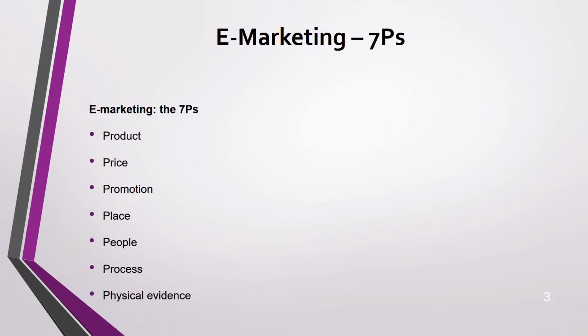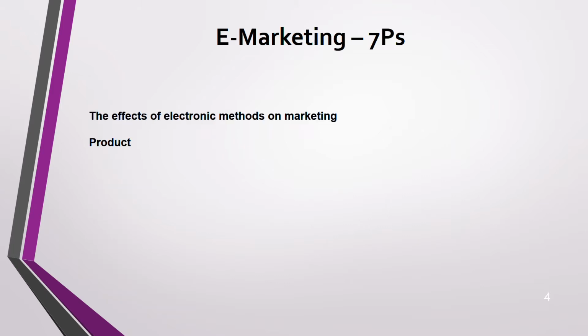And physical evidence. For example, if you have a website, it's physical evidence. Physically, people can see that there is a business like this out there. For example, Amazon has its own website. People can see the product there. So it has physical evidence. So these are the 7 P's. Now, you don't have to explain the 7 P's in detail, but you need to understand the effect of e-marketing on the 7 P's.